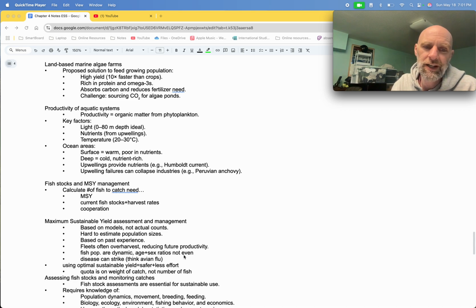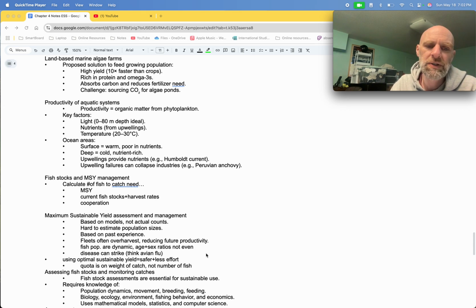Fish populations are dynamic also. When you catch a fish, it's not as if you're going to ask it, hey, how old are you? What's your sex? Are you a dude? Because if you are, you're coming in the boat. Oh, you're female? We'll put you back out. Different species are different for that. I've heard lobstermen are pretty good about it: oh, no, that's a female lobster. Throw her back. That's next year's catch. Disease can strike. Think about the avian flu. It can strike fish too, and it can do a number on them.